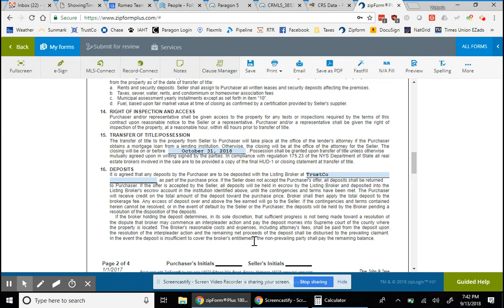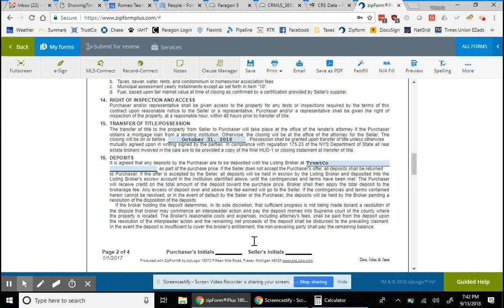Paragraph 16 explains about your deposit, saying that your earnest money deposit, that $2,000, is going to be held at the listing broker's escrow account, which is held at Trustco Bank. That money is your money. It's always the buyer's money. It's still your money until the day of closing, at which point it comes back to you for a reduction of your closing costs.